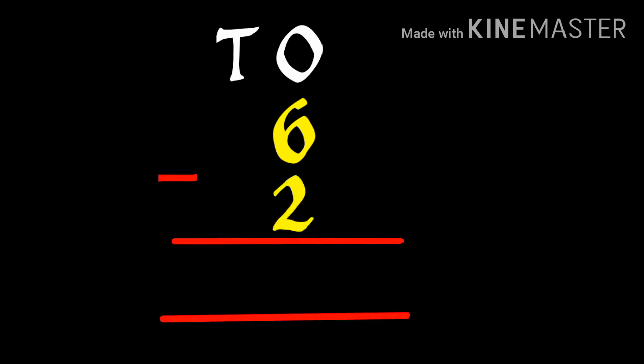So, let's solve the sum. At first, write ones and tens, then 6 minus 2 is 4. So, 4 birds are left on that tree.